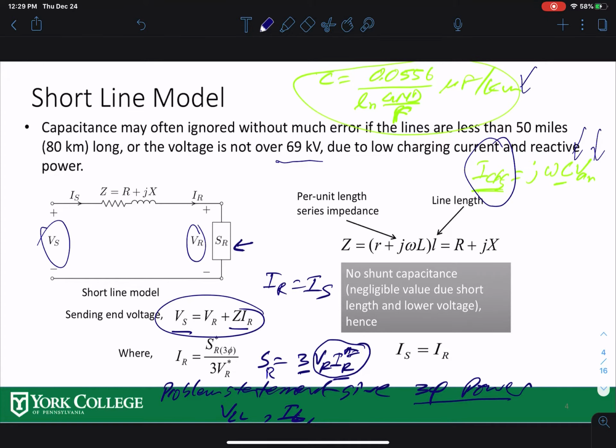Remember that in power system problems, all the power will be given as three-phase power, all the voltage will be given as line to line voltage, and all the current will be given as line current. So if you need line to neutral voltage, you have to find it. If you need any other current, you have to find it, and you also need single phase power, which you have to find from the three-phase power. So that's the equation for your voltage relation between sending end and receiving end.